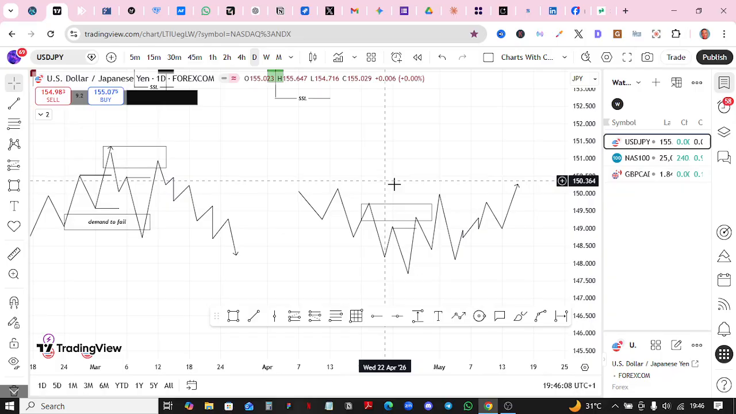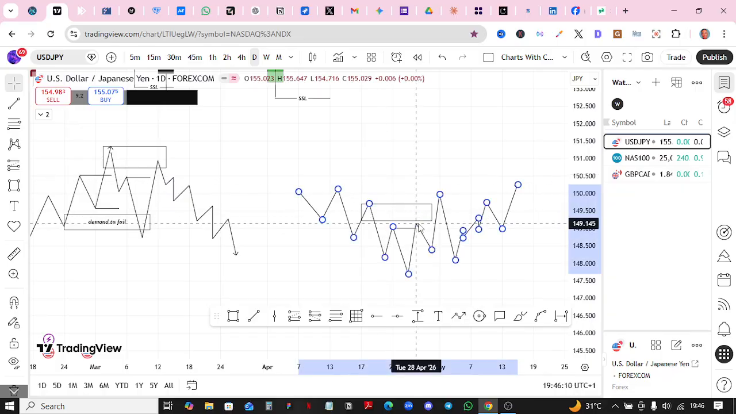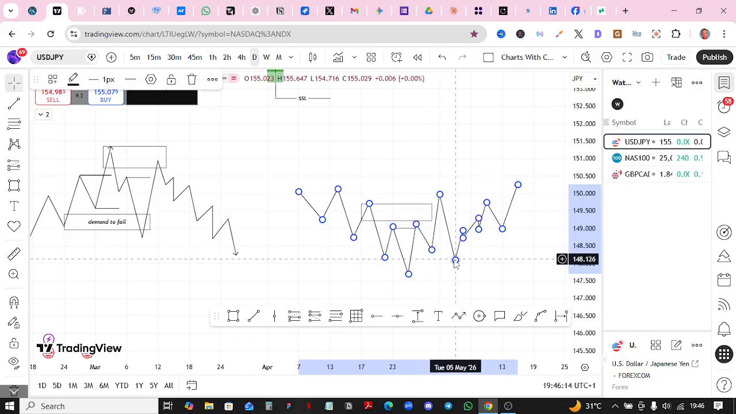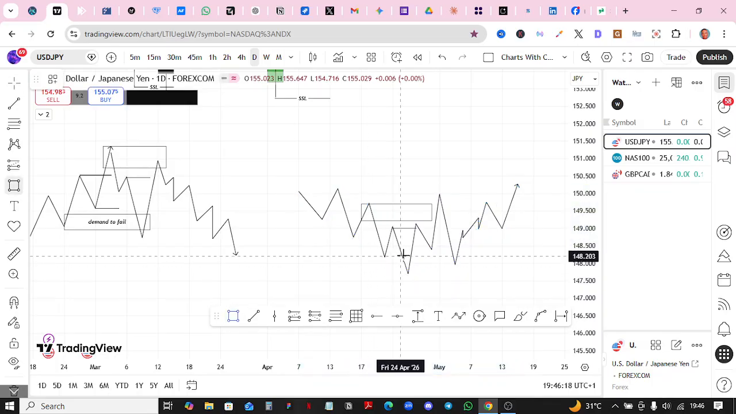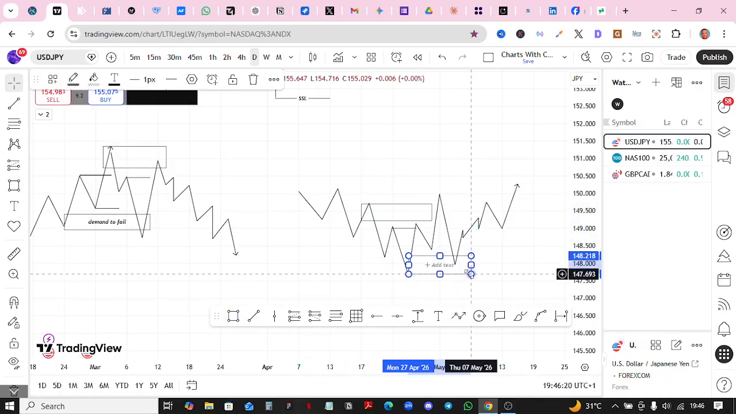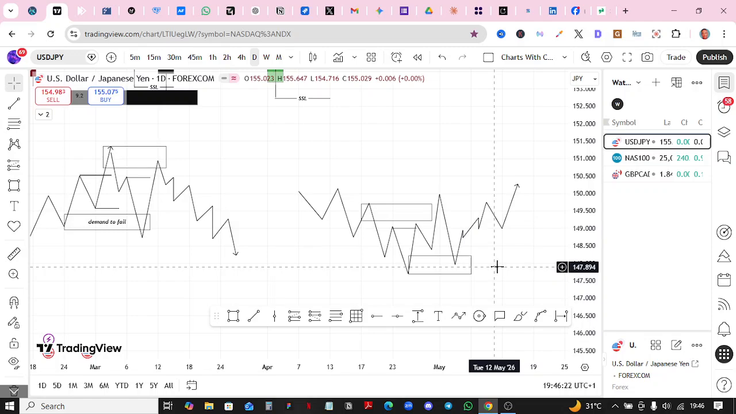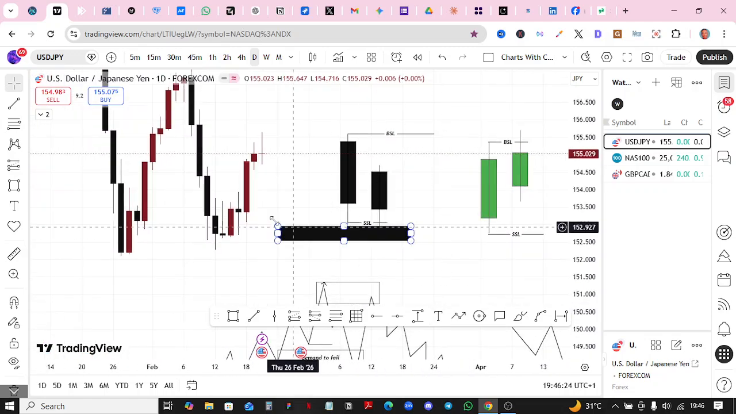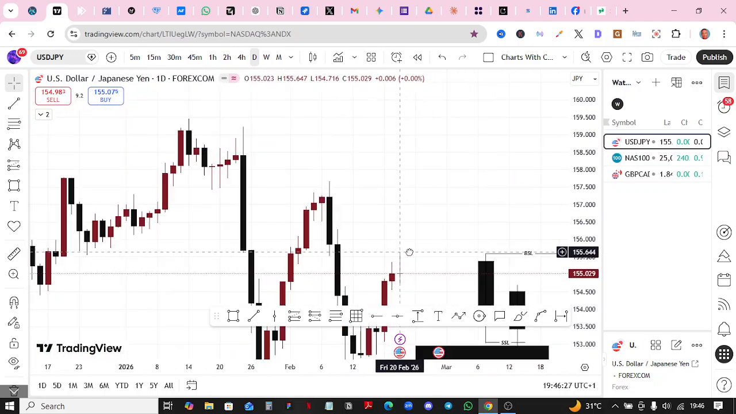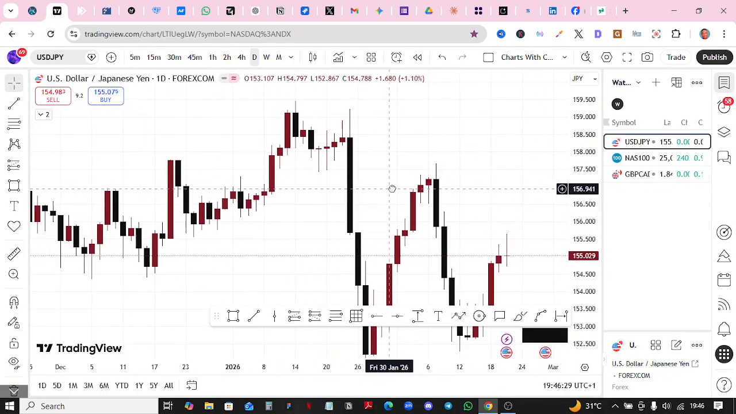So basically the concept of this is you need to wait for a valid supply to fail for a bearish scenario, and then you take your entry from here. Take your entry from here and you continue the buy. Right. So let me just show you a case scenario from the chart.